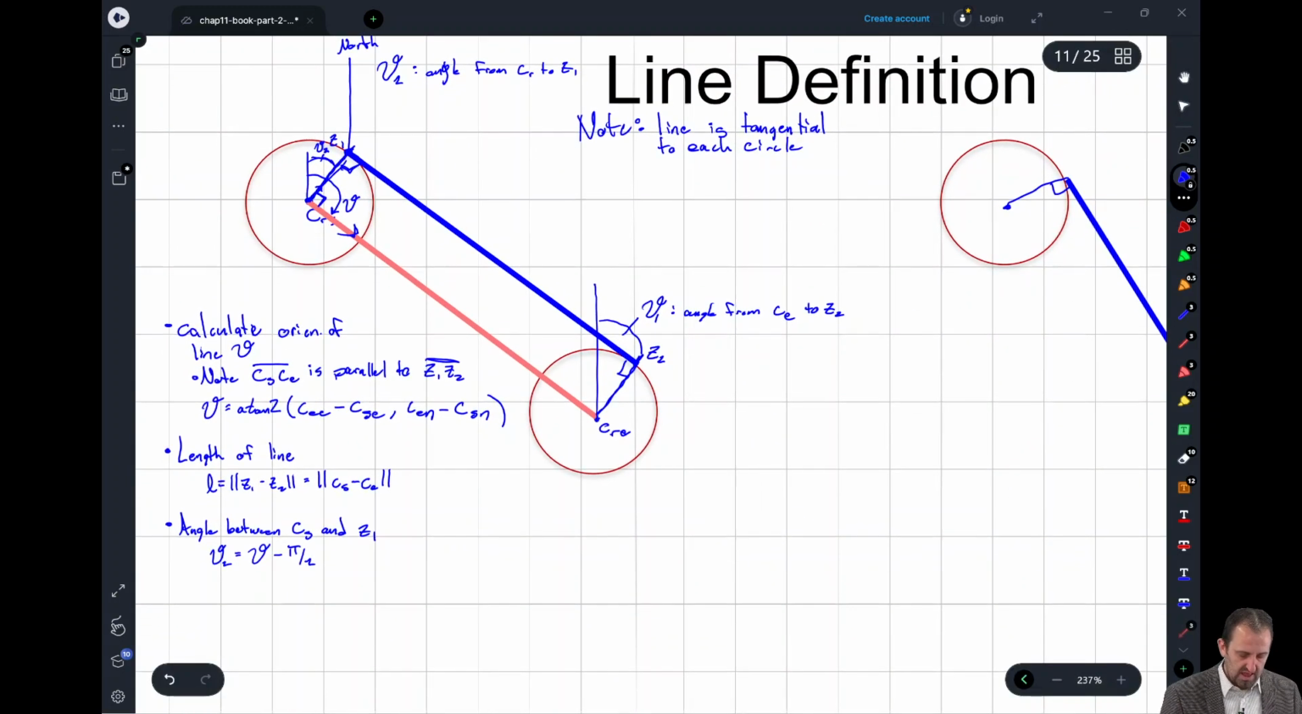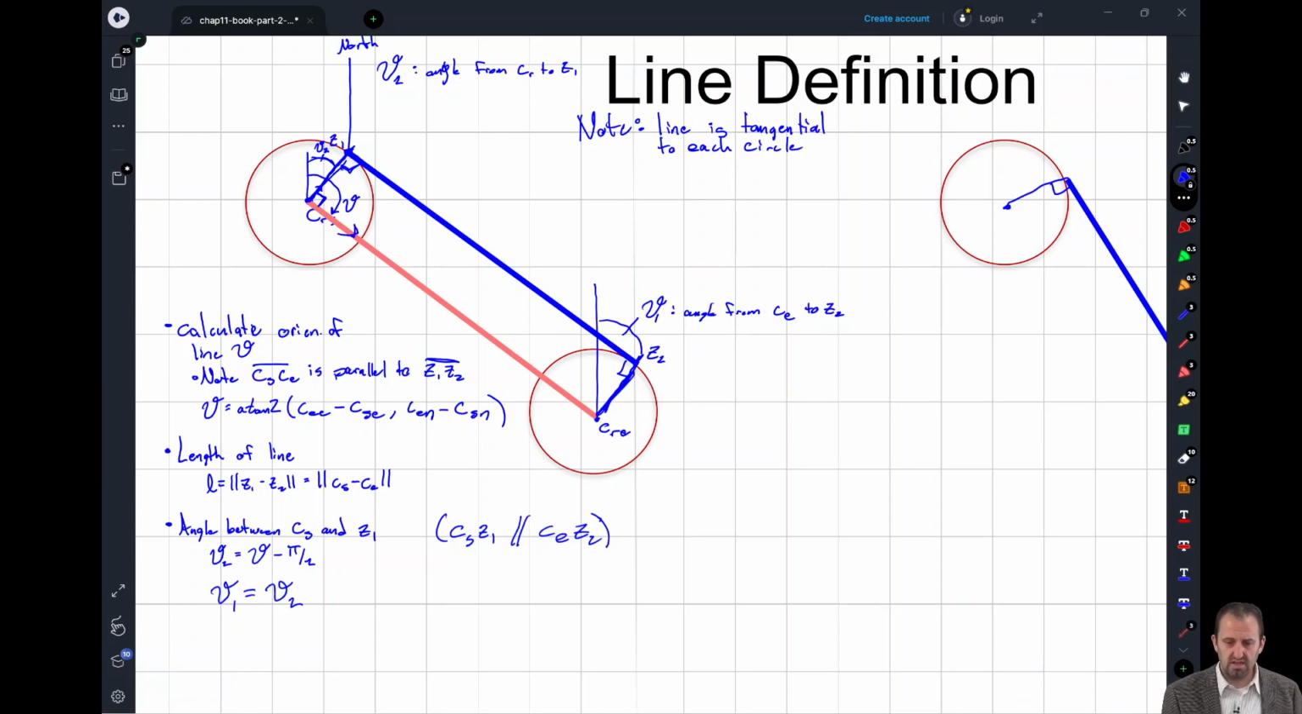Excellent. Now if we take a look at var theta 1, since the line between the centers and the line between the Z's are parallel, we also know that the line from C start to Z1 is going to be parallel to the line from C end to Z2. So our var theta 1 is going to be equal to var theta 2. That's really nice, a good, easy relationship there.